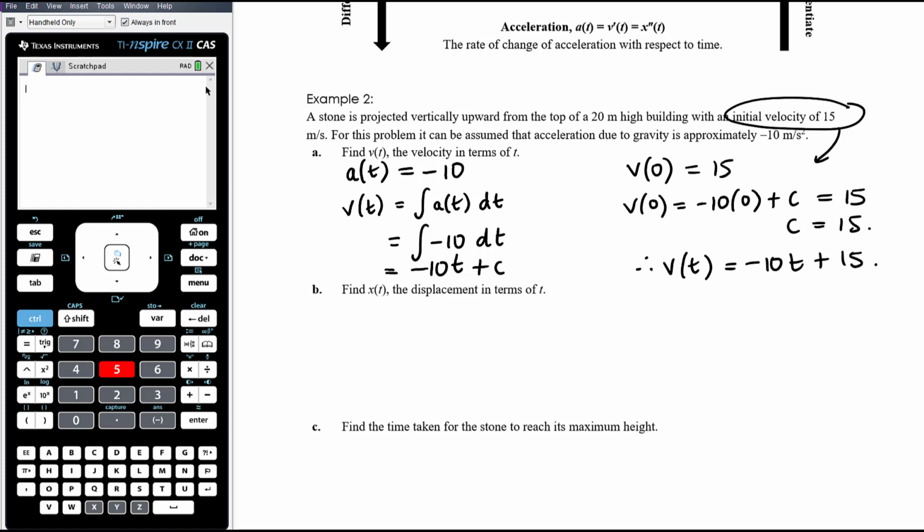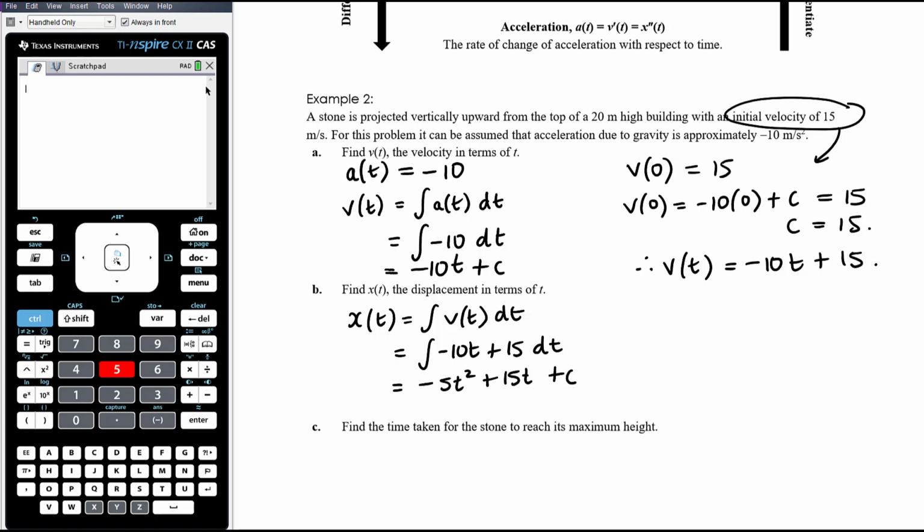Then part B, we want to find x of t, the displacement in terms of t. So x of t is the antiderivative of the velocity with respect to t. So that's the antiderivative of negative 10t plus 15 with respect to t. The antiderivative of negative 10t is negative 10t squared on 2, so that's negative 5t squared plus 15t plus c.